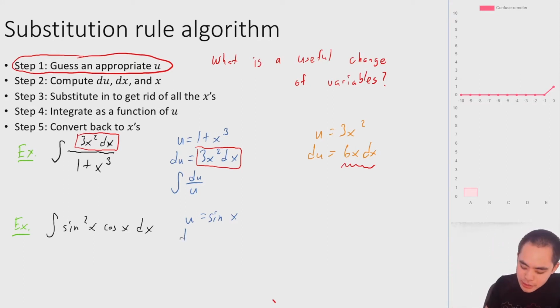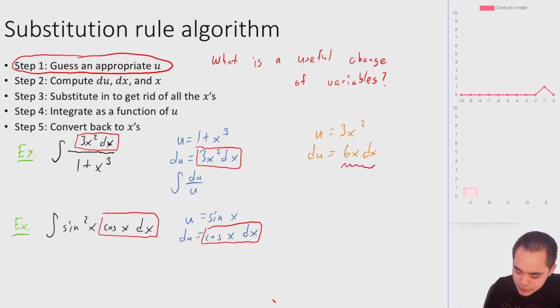So u is equal to sine x. So then du is going to be equal to cosine x dx. And again, this is nice because we have our cosine x dx, which appears right there. And our u is sine x, so this turns into the integral of u squared du, which we all should know how to solve at this point. But now let's suppose we tried the other one. So suppose we tried u is equal to cosine x instead.